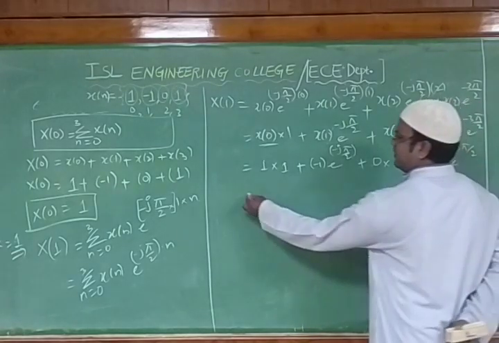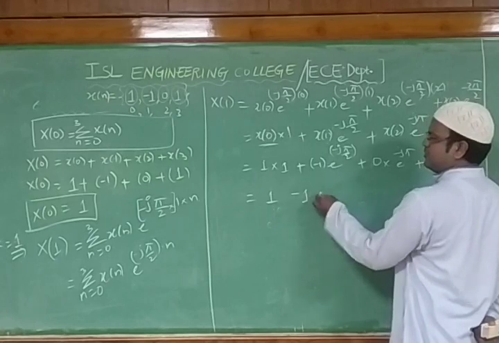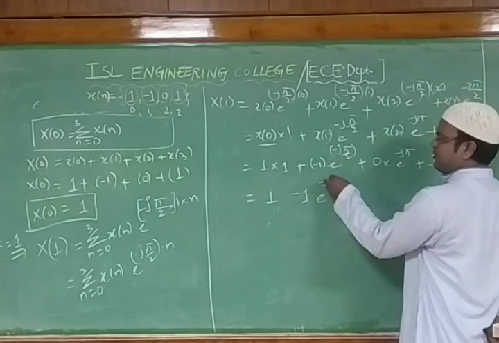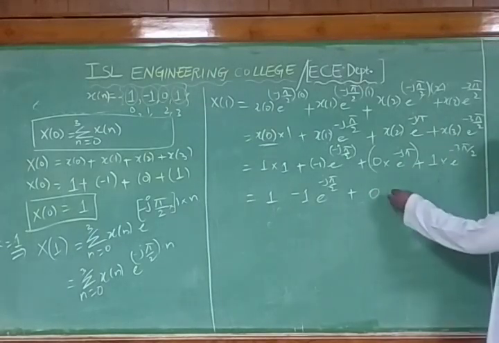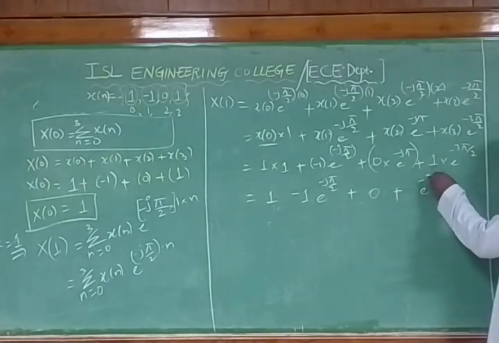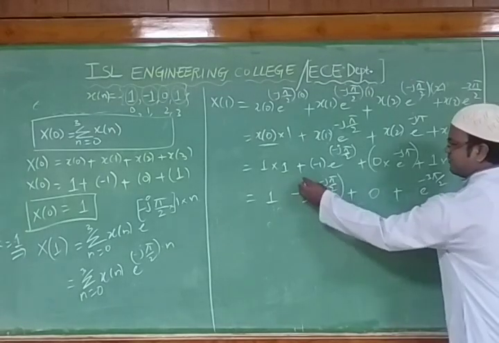So what we'll do is apply it: one side, it is 1. So plus into minus, it is again minus 1 e power minus j pi by 2, plus the 0 into anything will be 0, plus here we got e power minus j 3 pi by 2. Now we got two exponential factors.